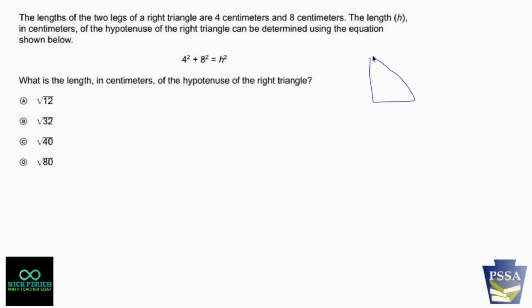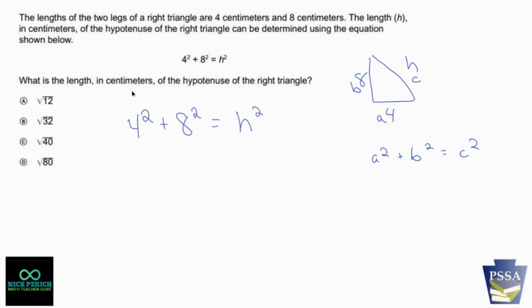What they're doing is they're using the Pythagorean theorem, right? The Pythagorean theorem says a squared plus b squared equals c squared. So it doesn't matter what you label a and b as long as you label the longest side c. They labeled 4 a, they labeled 8 b, and so that's where they got 4 squared plus 8 squared equals h squared.